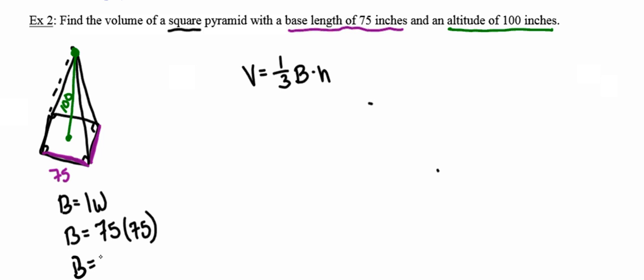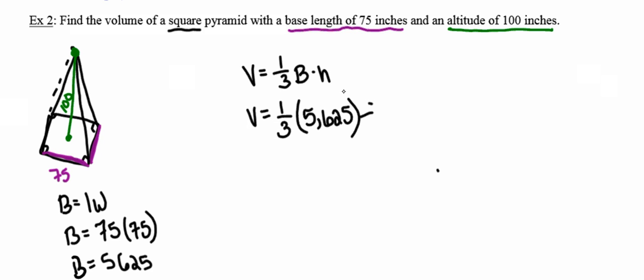So when I punch 75 squared into my calculator, it tells me that the area of that square base is 5,625 square inches. So now I can come up here. I want to multiply 1/3 times 5,625 times the height of my pyramid. And what's nice about this example is they've already given us the height. We don't need to use the Pythagorean Theorem.